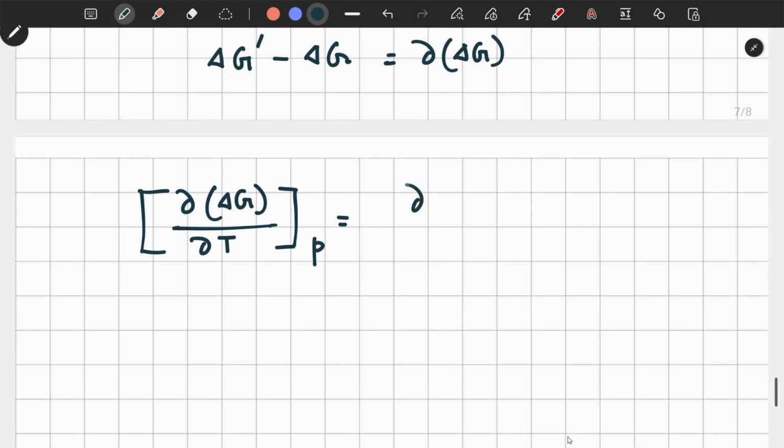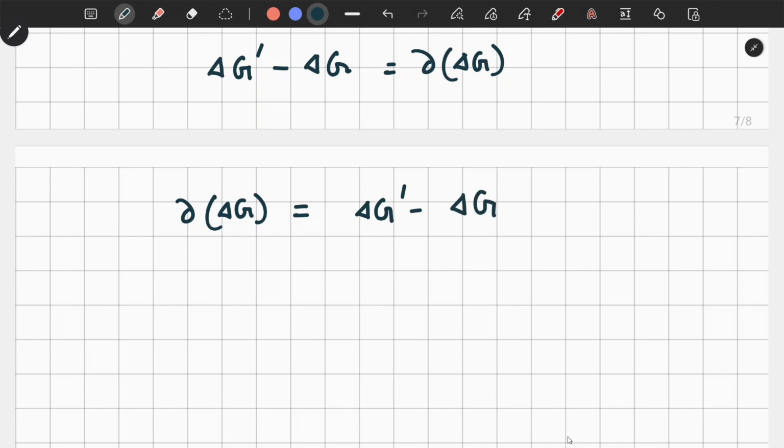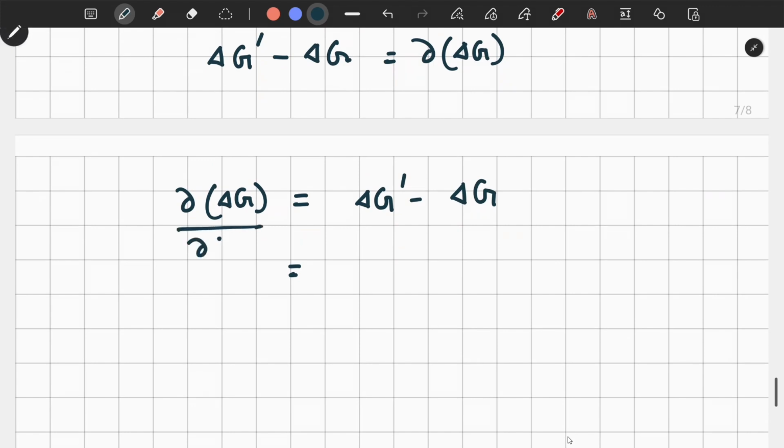So how can we write it? This is for delta G, right? So del of delta G. Let's say just do it in this way. So it is eventually delta G minus this delta G prime, and this is eventually a change in Gibbs free energy, correct? So if you differentiate the change in Gibbs free energy with respect to temperature, that will give us entropy.